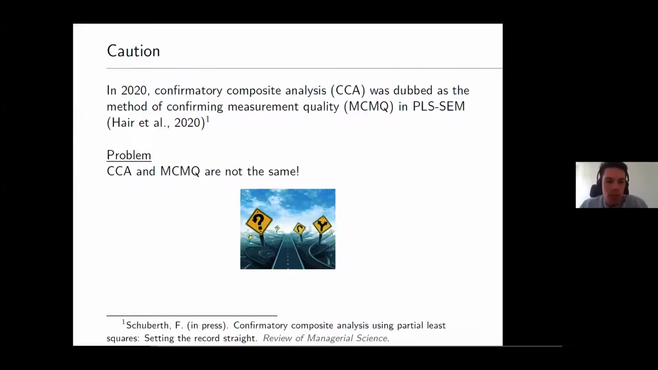Before I start with my presentation, I want to create some awareness that recently CCA, or confirmatory composite analysis, was equated with the measurement evaluation steps of partial least squares path modeling. These measurement evaluation steps differ from the approach that I present today, so be aware of that. For those of you who are interested in their differences, I refer to one of my recent publications in the Review of Managerial Science.